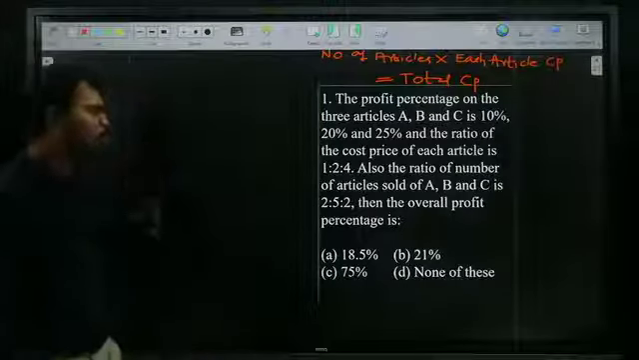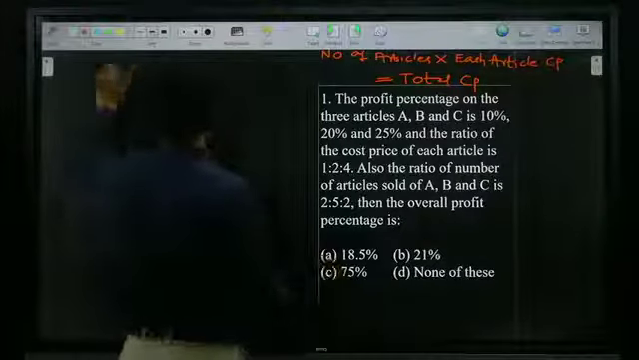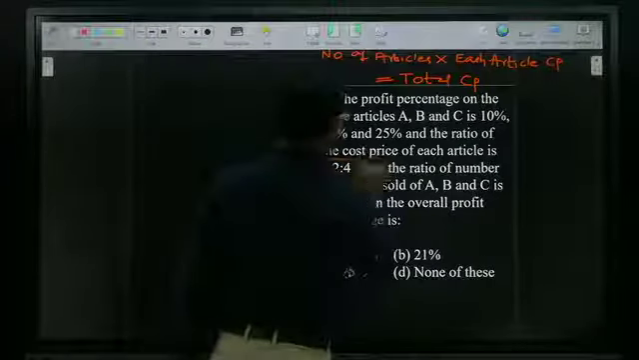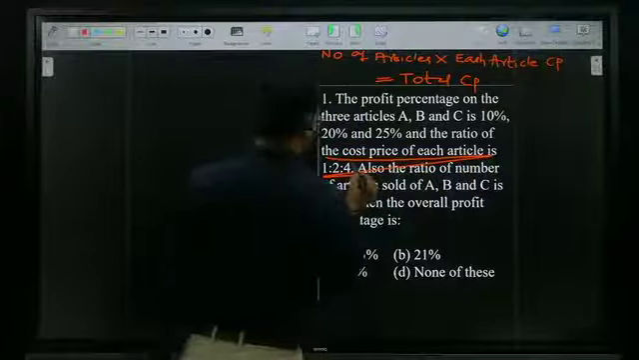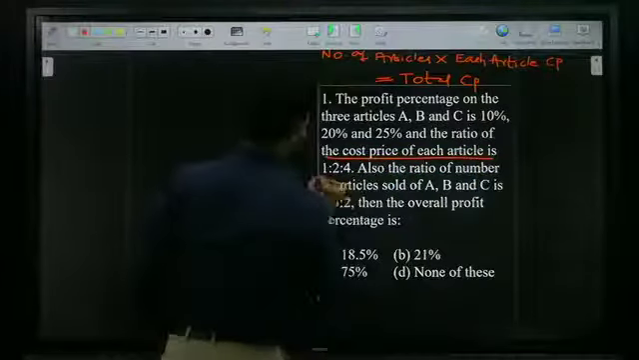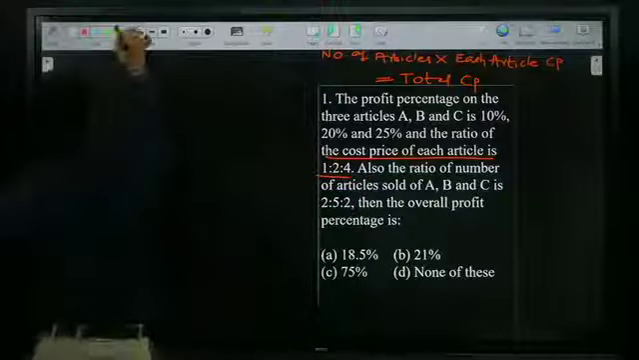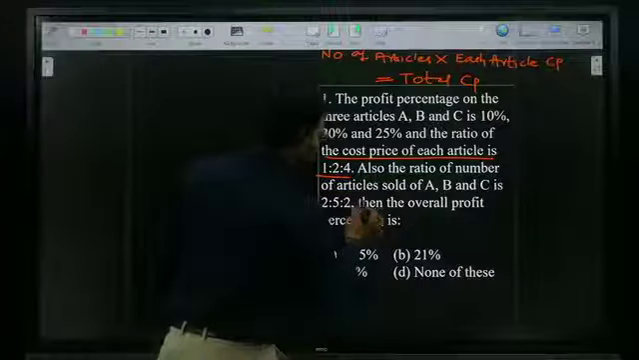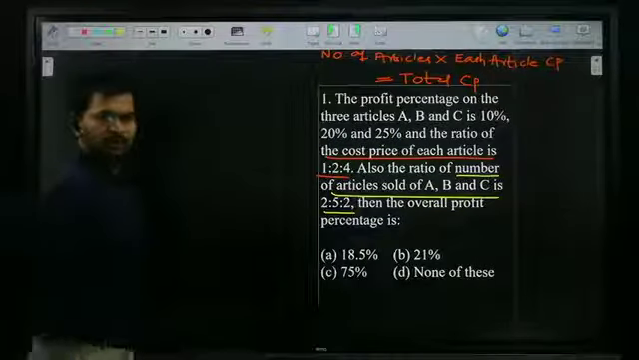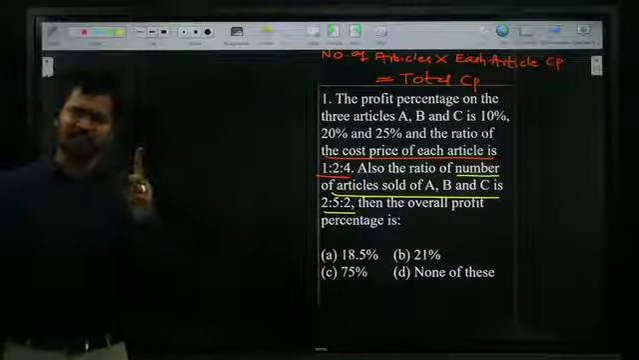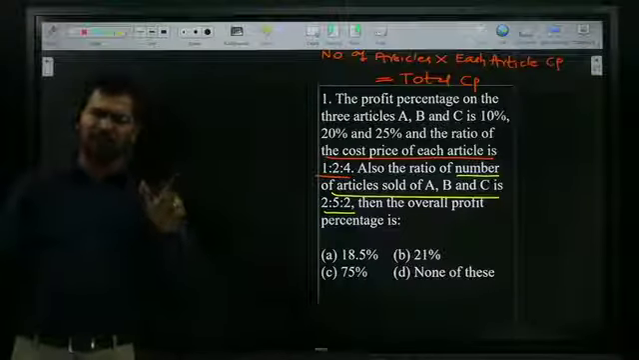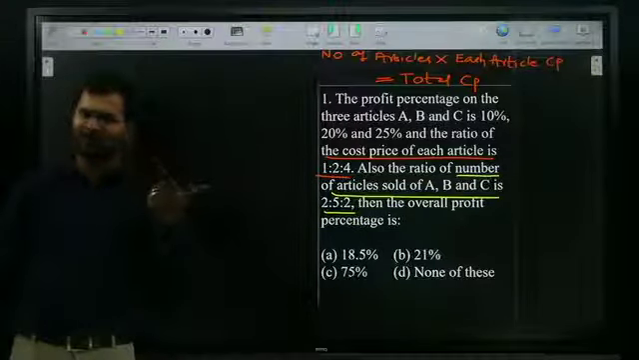Here they have given two ratios. They have given the cost price of each article ratio, and they have given one more ratio, the number of articles ratio. If you multiply those two, then you can get the total cost price ratio of the articles.